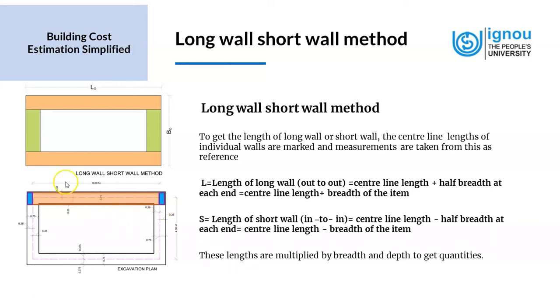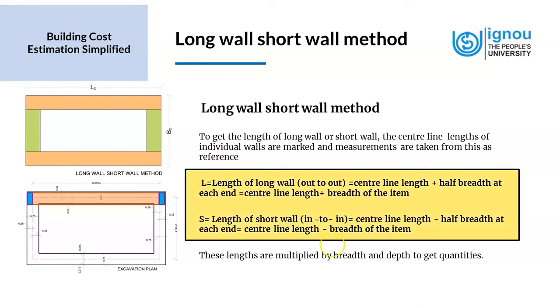After we get the long wall and the short wall measurement, we take the formula as we saw earlier, which is length into breadth into height. So the short wall into the breadth into height gives the volume, and the same is followed for the long wall. So this formula is very important, length of long wall and length of short wall. That is something that we need to keep in mind.